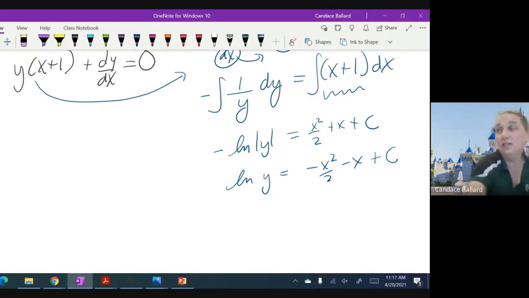All right. Super fancy word. What do we need to do to get rid of the natural log? Put it in the chat for me. What do we need to do to get rid of the natural log?